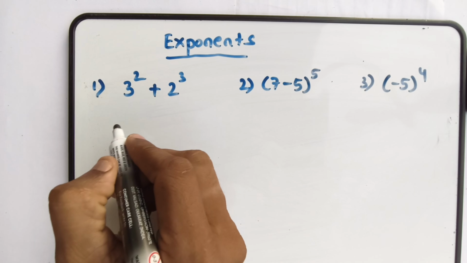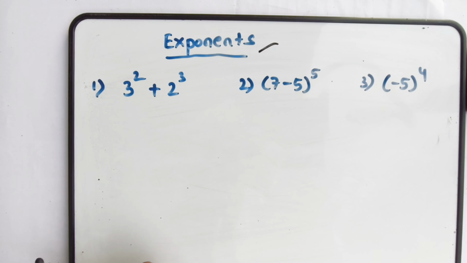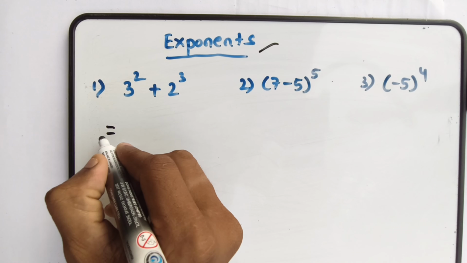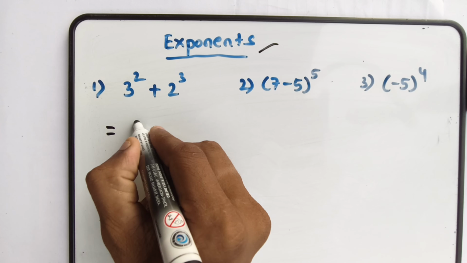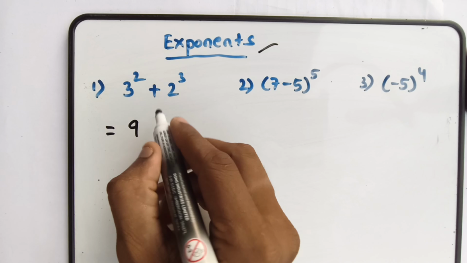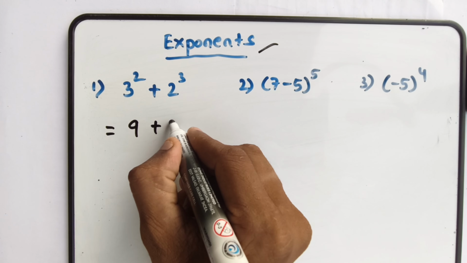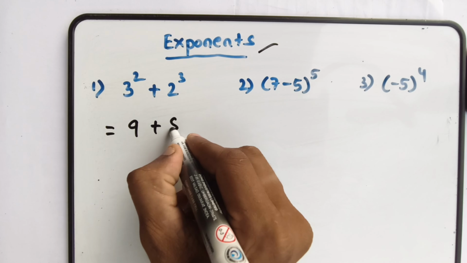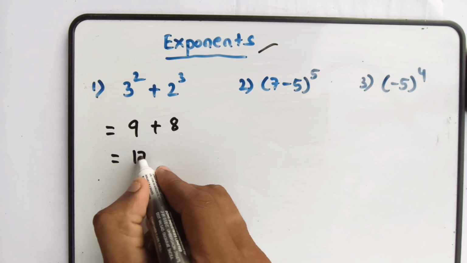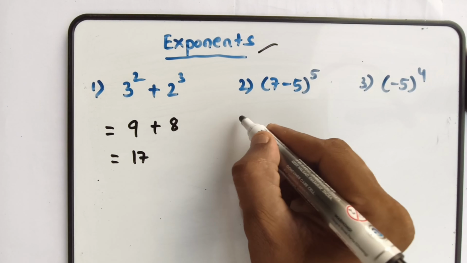Let's solve 10 questions on exponents now. What is the value of 3 square plus 2 cube? The value of 3 square is 3 into 3, that is 9, and the value of 2 cube, that is 2 into 2 into 2, that is 8. 9 plus 8 is 17.